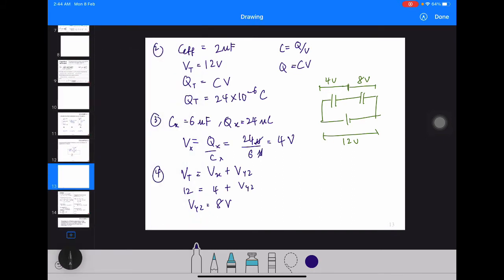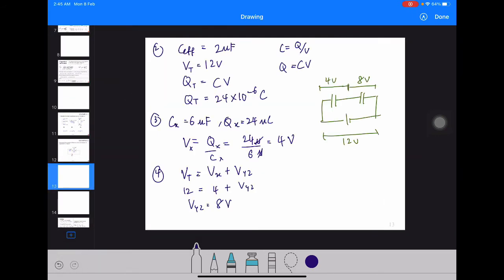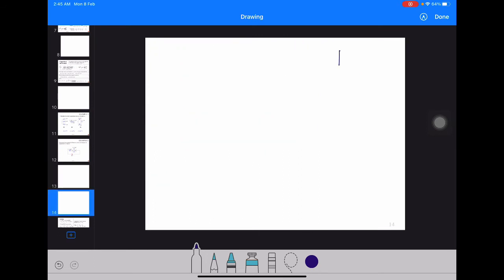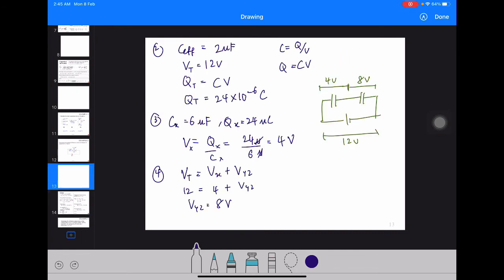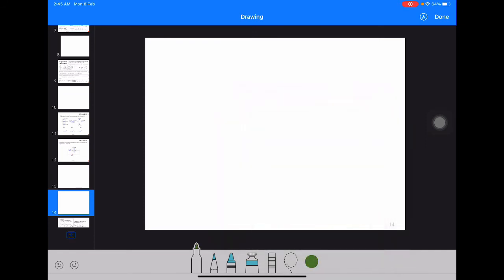Oops. What did I press? Okay. So now I have 8 volts over there. I can redraw it like this. Okay. Let's change my pen color here. So that one, back to the initial diagram.